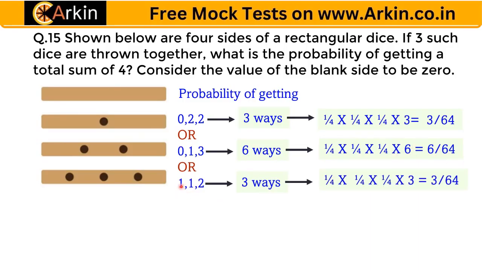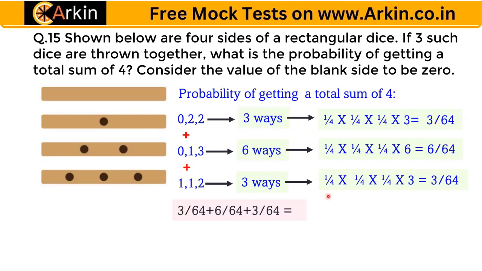And then the probability of getting 112, that is again in three ways. So 1 by 4 into 1 by 4 into 1 by 4 into 3. So 3 by 64. So the probability of getting a total sum of 4 will be the sum of all these probabilities. So it will come as 3 by 64 plus 6 by 64 plus 3 by 64. It will come as 0.1875.